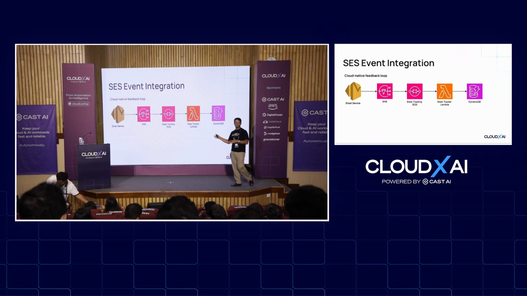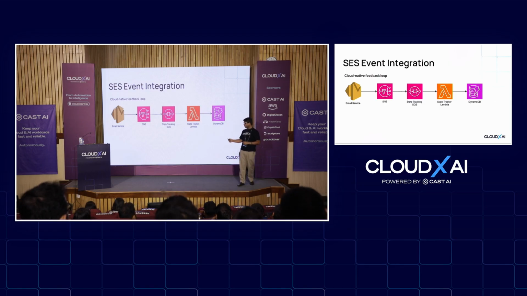We are literally playing with queues. So SNS delivers a message to SQS and my favorite, Lambda. So this Lambda reads from this queue and it updates the DynamoDB. So now we close the entire loop.